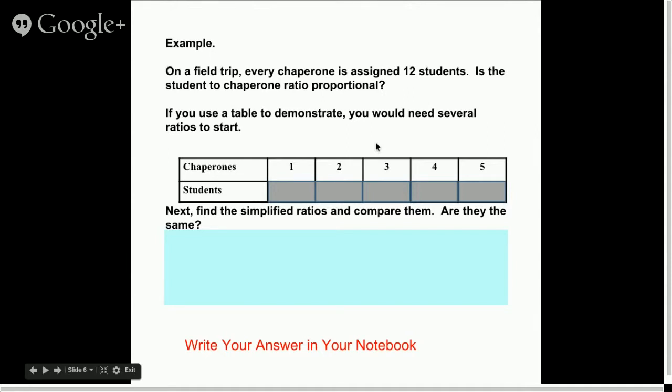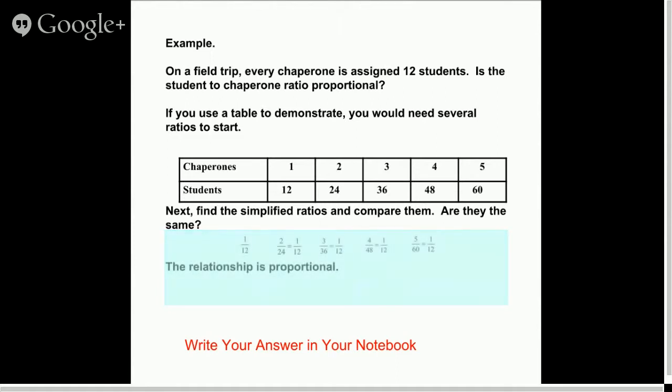So I want you to complete this table and then figure out if this relationship is proportional. Go ahead and pause it. Okay, welcome back. When you finish the table, it should look like this. And then check in your work. Make sure you have it done. The relationship is proportional.